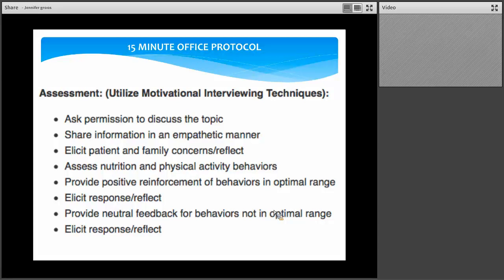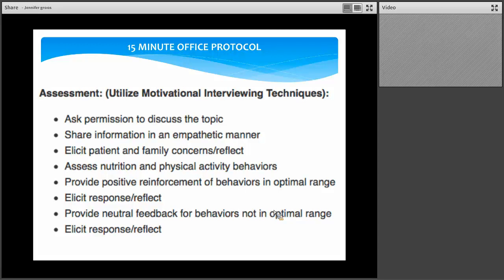And so when we're doing the assessment, we're remembering that as we're working through this process, we're asking permission to discuss the topic. We're sharing that information in an empathetic manner. And we're listening to families' concerns and thoughts about that information before moving on to the information that we're offering them about the link between BMI and their growth. And so we know that when we're having these conversations, focusing solely on weight or where that child is on that BMI chart is sometimes difficult for families to understand and also to accept.